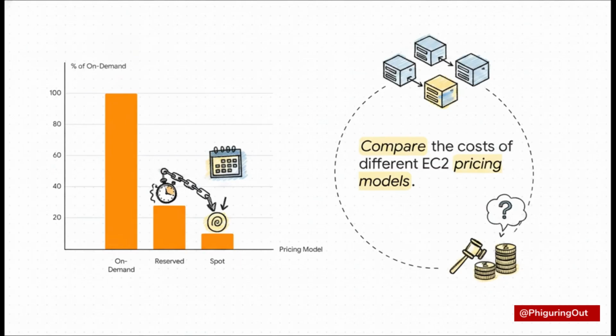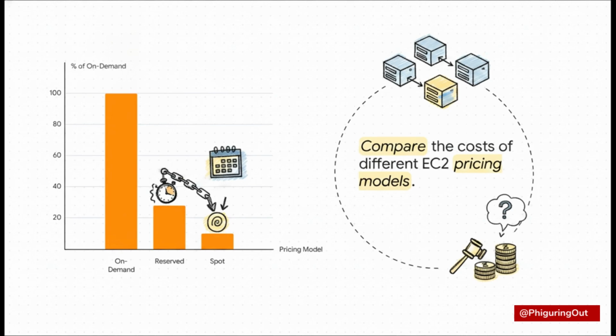Now, to optimize those runtime costs, take a look at this bar chart comparing the 3 pricing models. On-demand is your fixed, 100% baseline cost. But if you commit to a 1 to 3 year savings plan, you can slash that bill by up to 72%. And if your workload is highly flexible, you can actually bid on Amazon's unused capacity using spot instances for a staggering 90% discount.